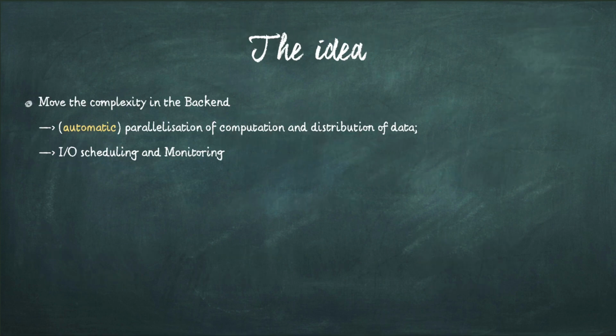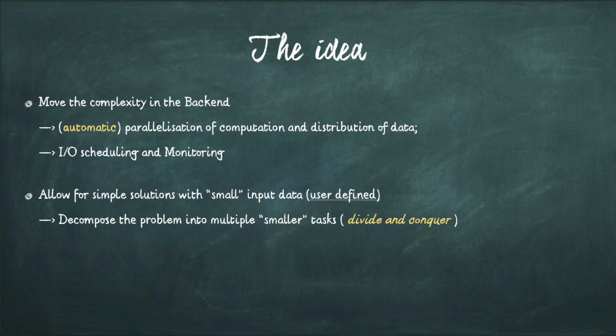And so, the idea on which MapReduce builds is moving the complexity into a unique and unified backend, which should be able to automatically parallelize the code and distribute the data among multiple machines. This is to simplify the user-defined solution as much as possible, considering a simpler solution with more input data. The idea is to decompose the computational problem into multiple smaller tasks in a divide-and-conquer fashion.